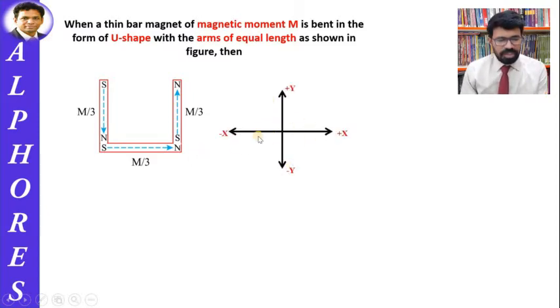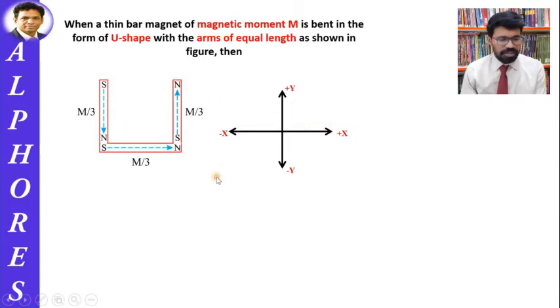I will consider one coordinate system here. Let us say this is the x-axis, this is the y-axis. Now if you compare this picture with this one, the magnetic dipole moment m by 3 here is in the downward direction, so by taking this as a reference, you can say that this particular magnetic dipole moment m by 3 is along negative y direction. Magnetic dipole moment is a vector quantity, so you can use this coordinate system to represent the direction. What about this m by 3? This m by 3 is along positive x direction. This m by 3 is along positive y direction.